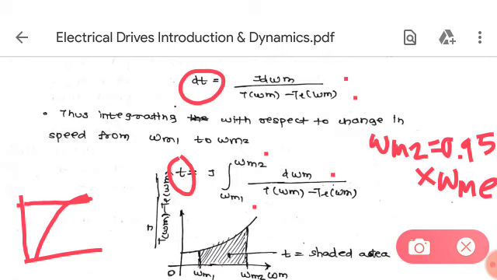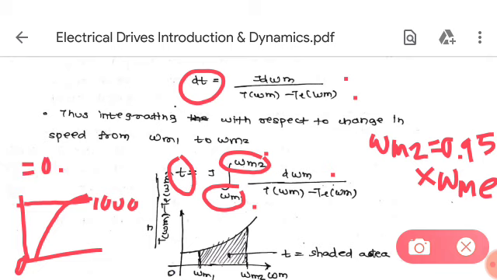then while taking limits here, omega m1 is 0, whereas omega m2, if the final speed is 1000 rpm, we have to take omega m2, not the 1000. If we take 1000, then the answer will be infinite. You can also try it while solving the numerical. If you take the final speed as this one, then it is infinite. Then you have to actually take 95% of the final equilibrium speed. That will be the omega m2.